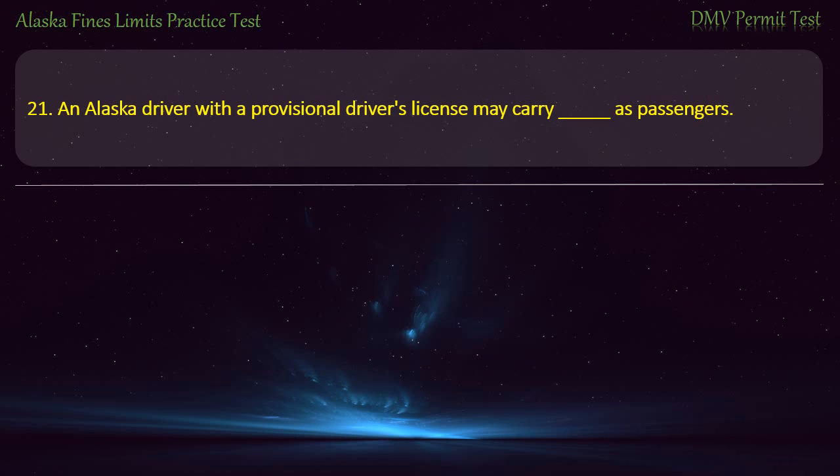Question 21. An Alaska driver with a provisional driver's license may carry as passengers: teachers, friends, siblings, co-workers. Answer: Siblings.